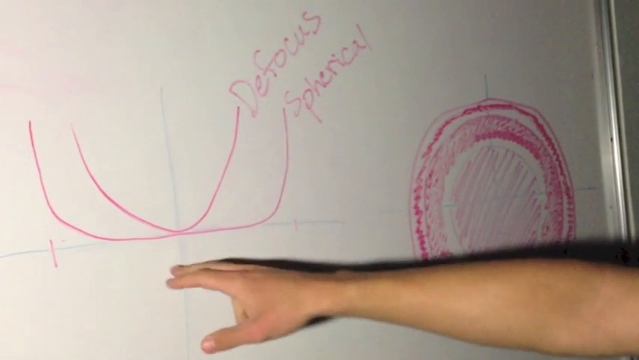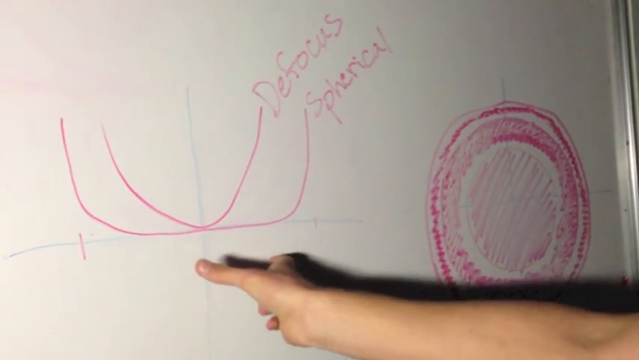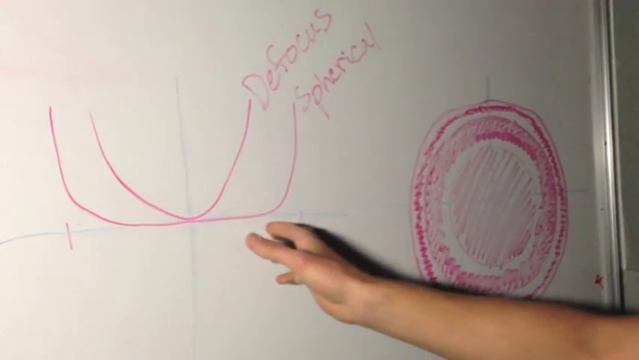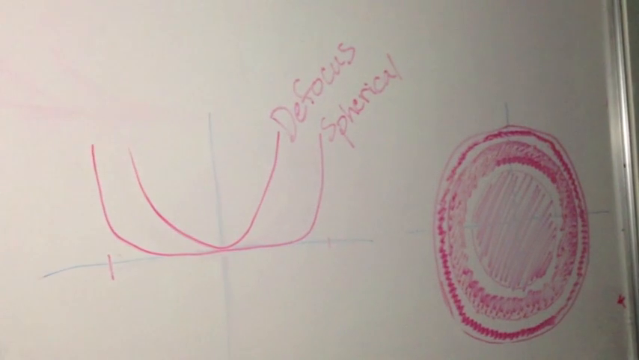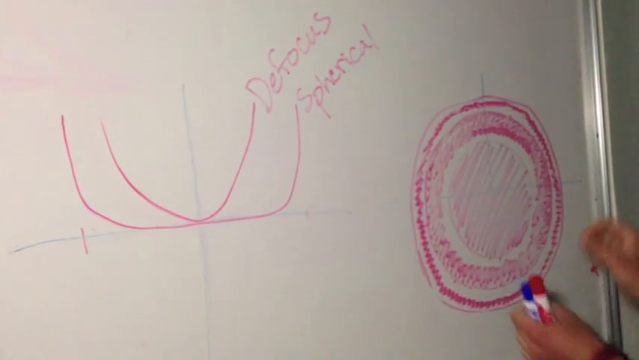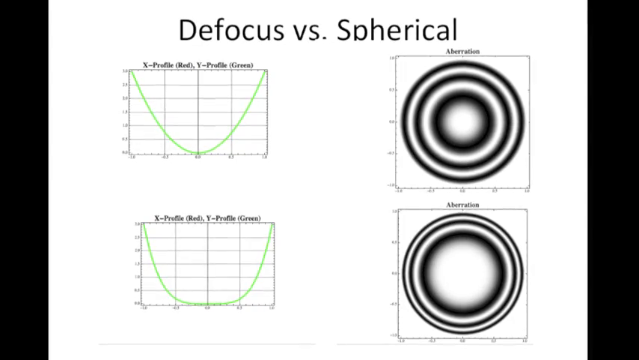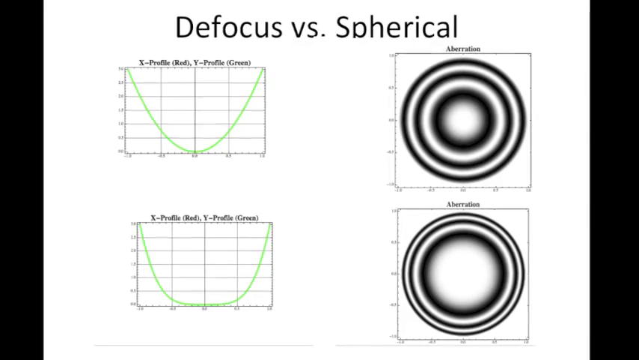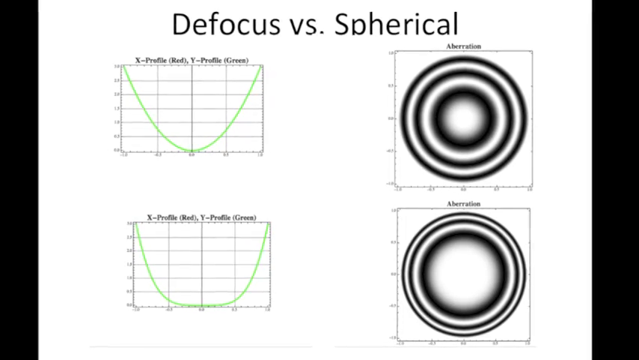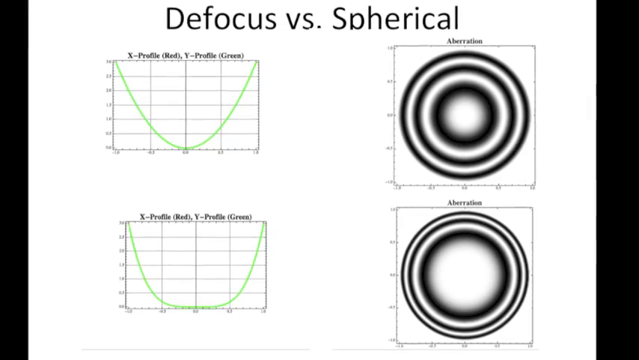At zero pupil coordinate, we can see that they will interact less, whereas as we get to the edges of the pupil, they interact more and produce more closely spaced fringes, as we can see over here, with a large central fringe and then increasingly small fringes on the edge. Concentric circular fringes represent spherical or defocus. The difference between the two can be seen in these two plots. The wavefront increases much more rapidly at the edge of the pupil for spherical aberration.